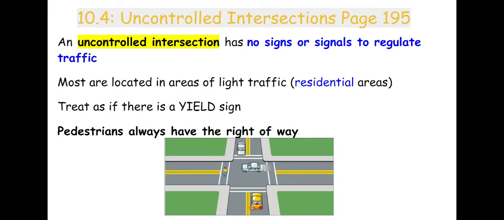Once you identify that an intersection is uncontrolled in either direction, you're going to treat it as if it's a yield sign, meaning slow down and be prepared to stop if you have to. Most of your uncontrolled intersections will occur in residential areas. And again, pedestrians always have the right of way.